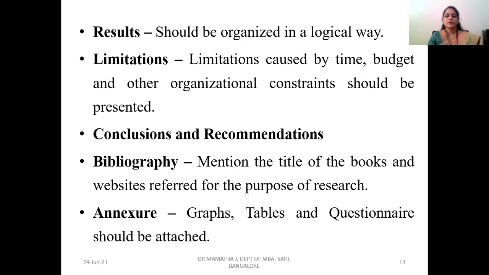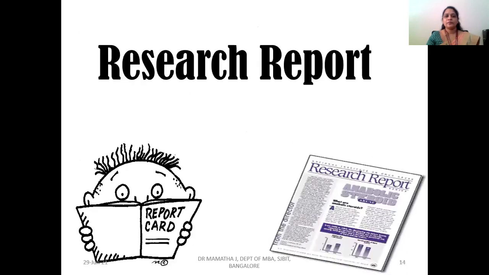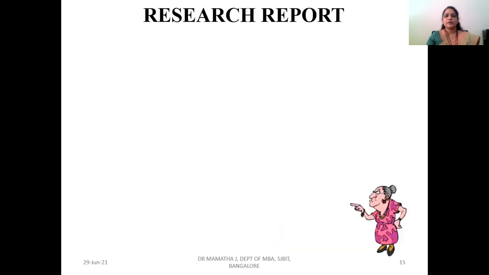And finally, the annexure. The annexure part includes any graphs, tables, or questionnaires, or any other certificate images to be added. It can be added in the annexure part. So this is the main content of the report. So we have three parts. One is the preliminary pages. Next, the main body of the report, and finally the final pages, annexure pages. So here you can see the research report.